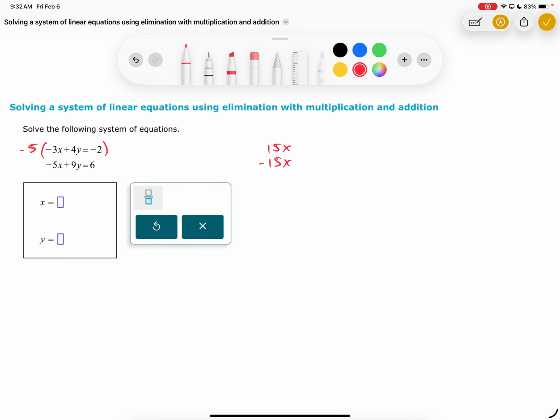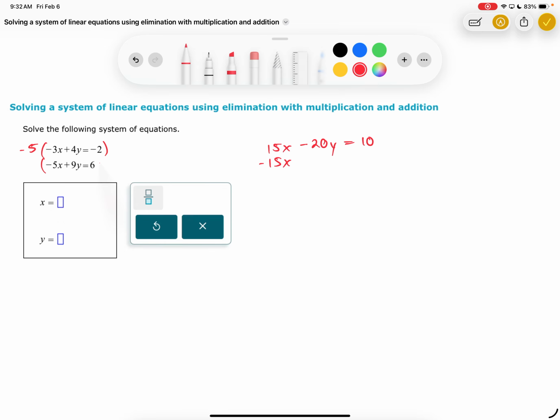Okay? So negative 5 times negative 3x would be positive 15x. Negative 5 times 4y would be negative 20y. And negative 5 times negative 2 would be positive 10. Okay. Make sure you multiply everything in there by negative 5, because if you don't multiply everything in there, you're changing the equation. So we want to make sure we multiply everything.